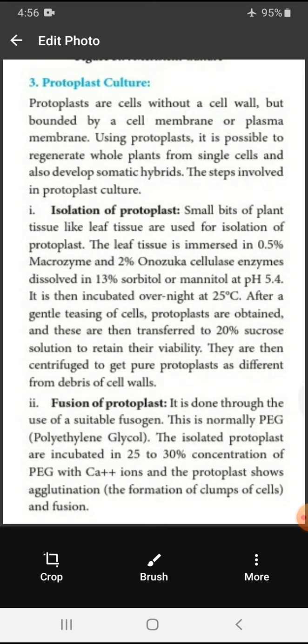What do you mean by fusion? It is done through the use of a suitable fusogen. This is normally polyethylene glycol. The isolated protoplasts are incubated in 25 to 30% concentration of PEG with calcium ions, and the protoplasts show agglutination. It is nothing but the formation of clumps of cells, followed by fusion.